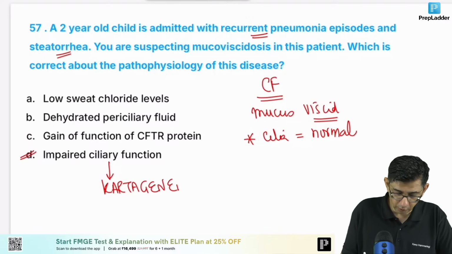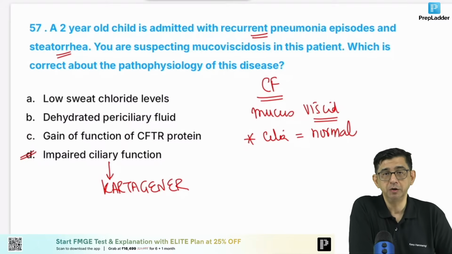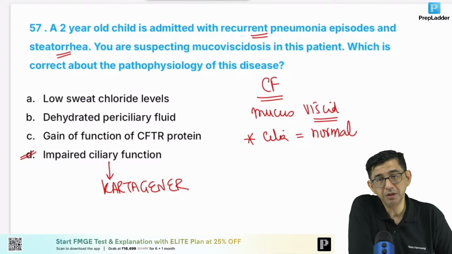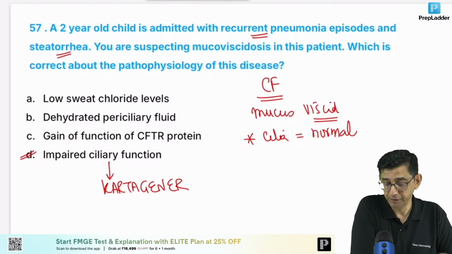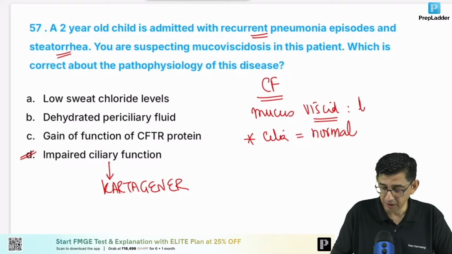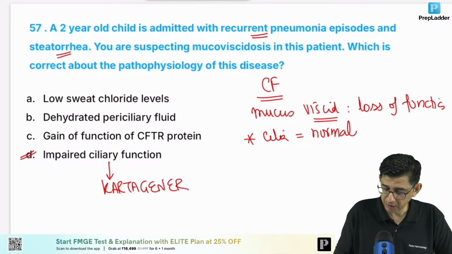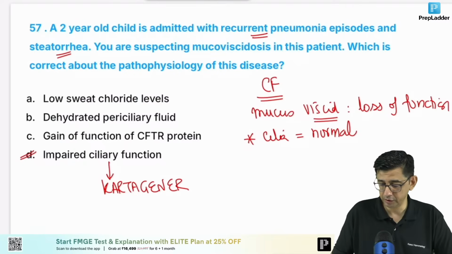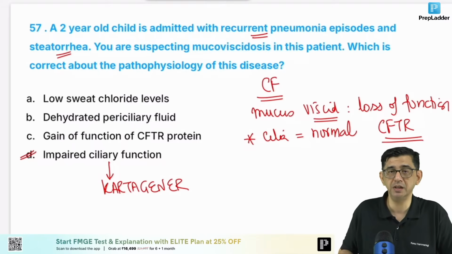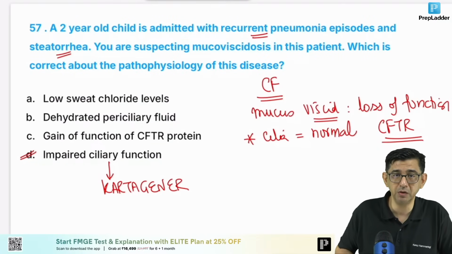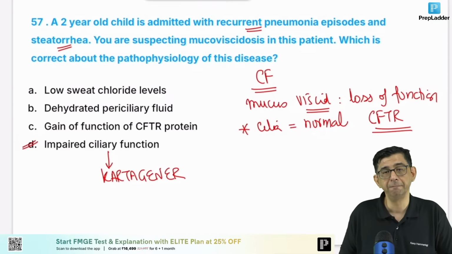Now let us read option number C. Gain of function. Is there a gain of function, or is there a loss of function? There is a loss of function. Why the mucus is thick is because there is loss of function of the cystic fibrosis transmembrane receptor, right? There is a loss of function with respect to the CFTR. The protein has 680 amino acids and that CFTR gene is defective, so the protein is also defective. So you have a loss of function.